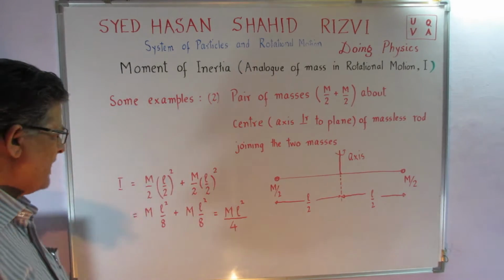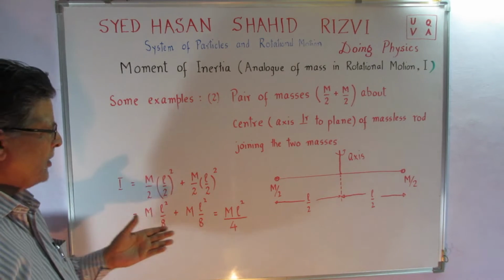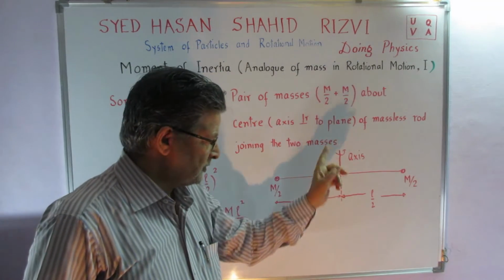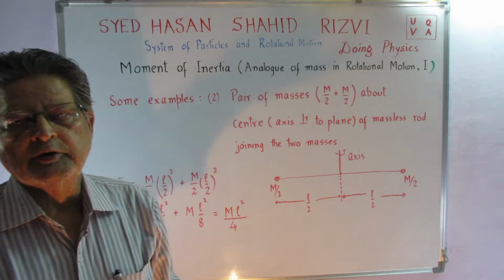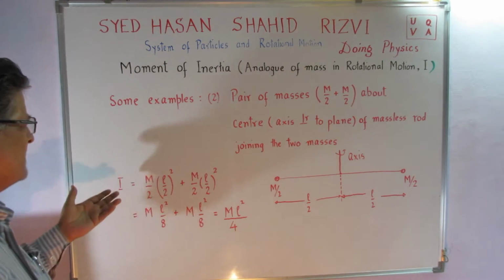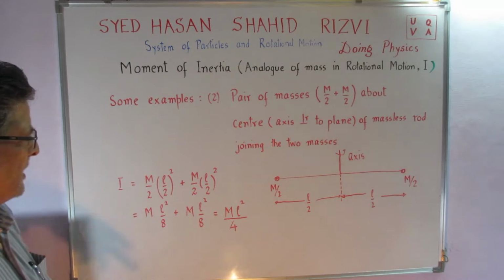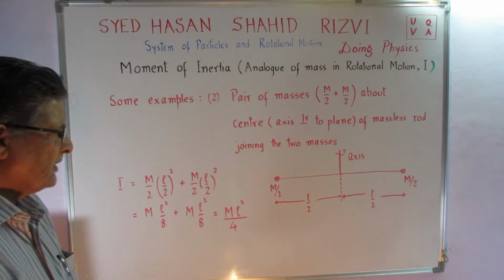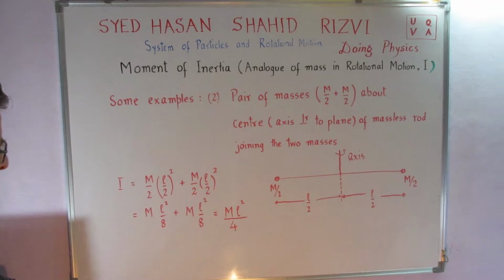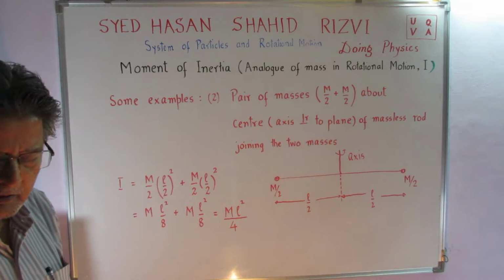Now I can add up the moment of inertia of this plus the moment of inertia of this about the same axis, which will be the moment of inertia of the whole body. In this very simple situation, I is equal to m by 2 into l by 2 whole square, plus the same repeated for the other end, m by 2 into l by 2 whole square, which turns out to be ml square by 8 plus ml square by 8, which is ml square by 4.